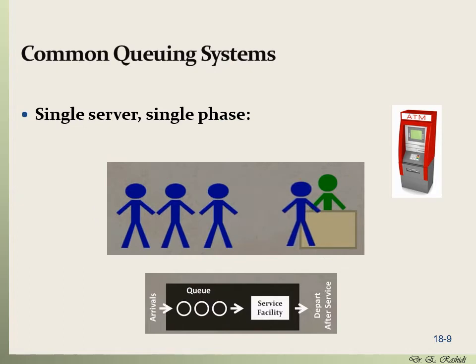Beneath this picture, we see another version of representing a single phase, single server. Customers arrive from the population source to the system, and they form a queue here. There is one server and one single phase here that can serve one customer at a time. When the process is done, the person is going to depart the system.